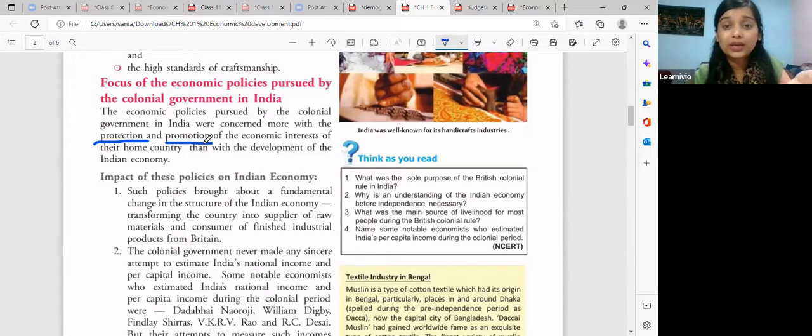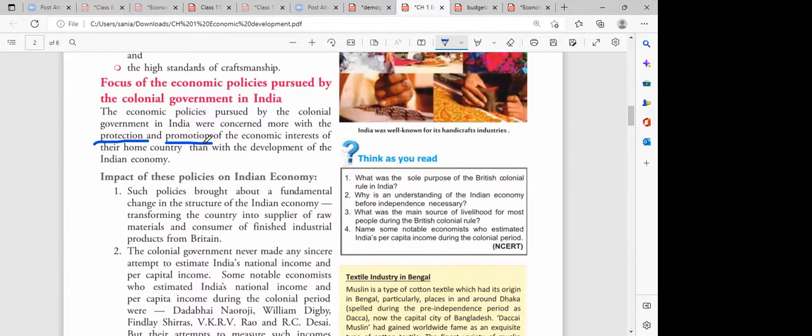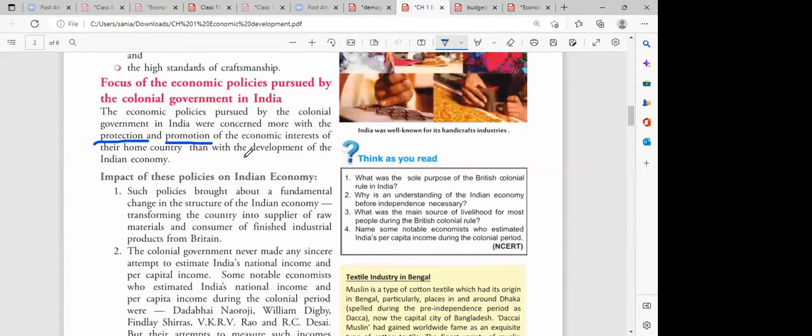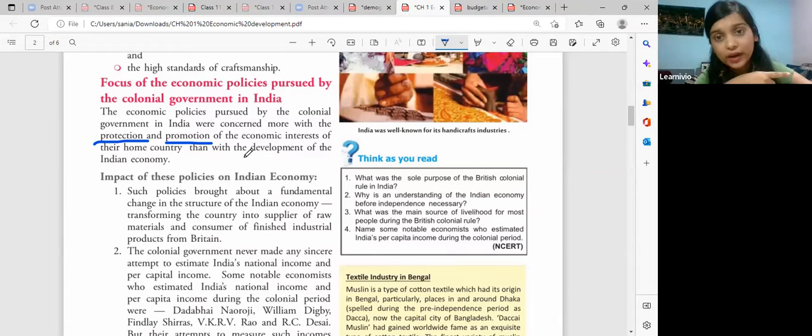Next thing, they are promoting it, right? Whenever they were using Indian raw material, but when it came to appraisal or promotion, they were just saying that these materials are being made by Britishers. Clear? Yes, ma'am. So this was their focus. They made economic policy in such a way that they can first protect their home country, plus they can promote their home country, right? Instead of helping the Indian economy to develop, they were focusing more on protection and promotion of their home country. Home country is basically where they belong.